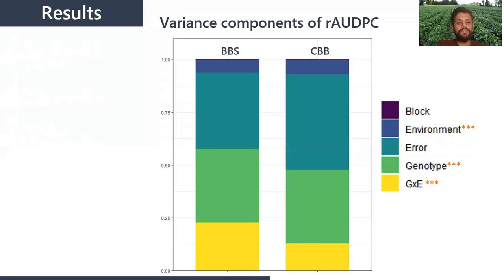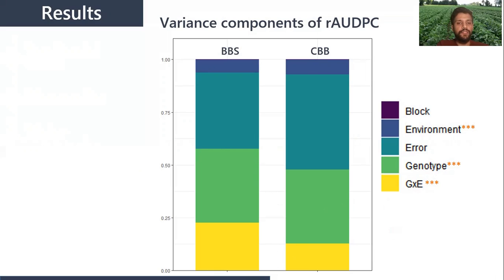For the results, this is an outlook of the variance components of the RAUDPC values. In the plot, the bars represent the total variance, and the color shows the percentage that each variance component occupied. The effects of genotype, environment, and genotype by environment were statistically significant for both diseases. The effects of environment and genotype were roughly the same for both diseases, while the genotype by environment interaction was lower in common blight than in brown spot.